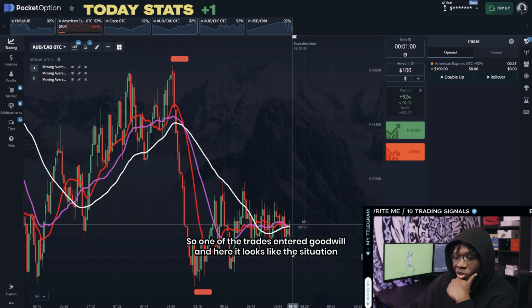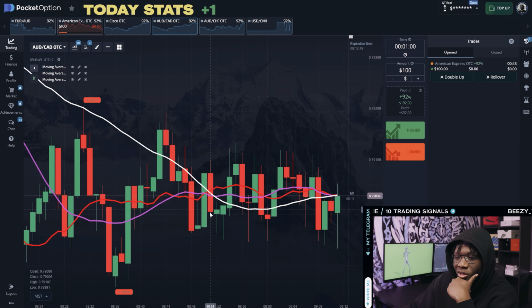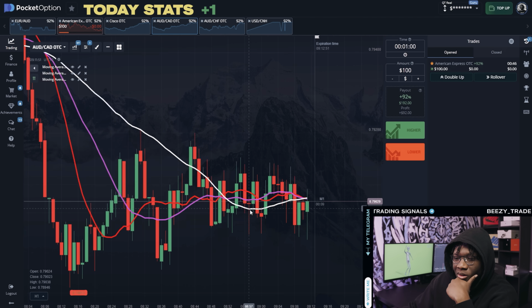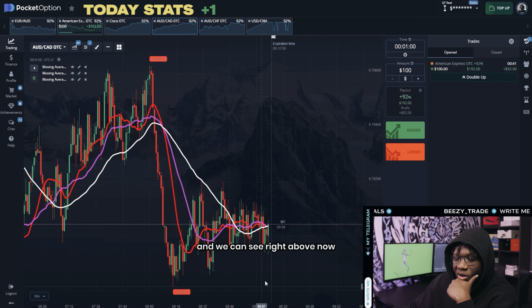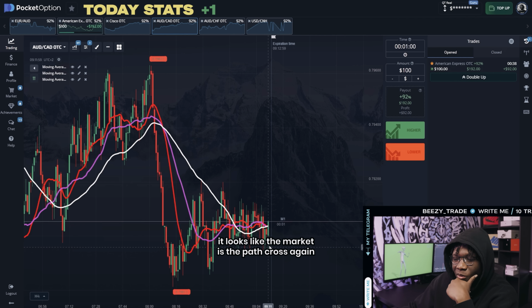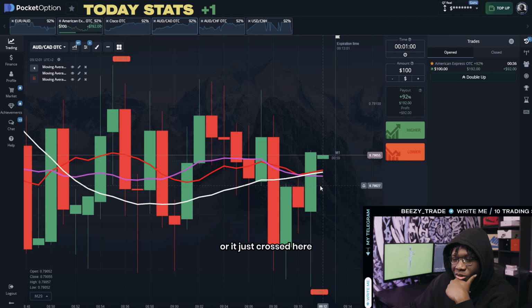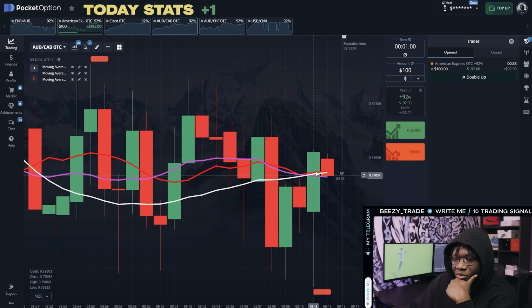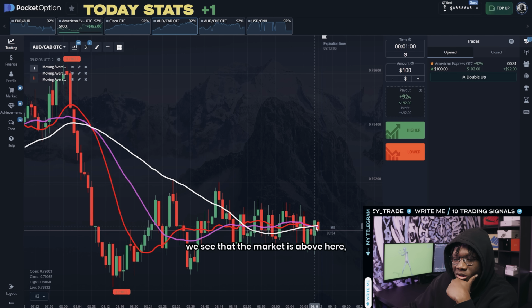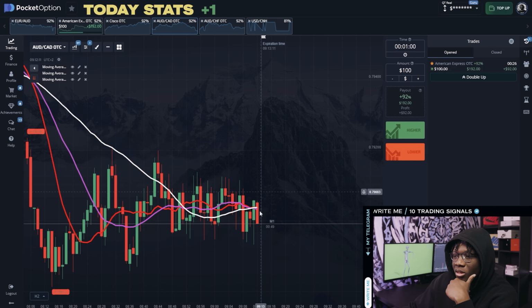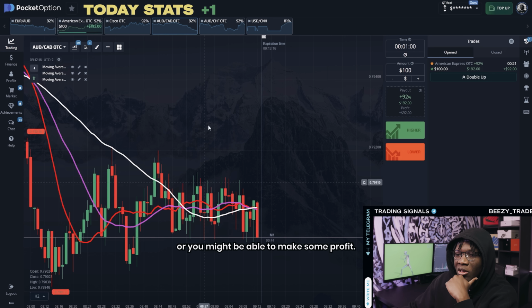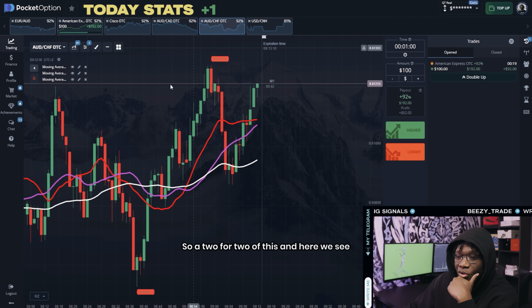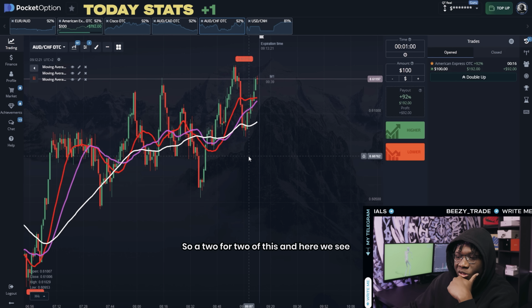And here it looks like a situation where we see the market crossing multiple times, right? And we can see it right above now. And it looks like the market is about to cross again, or it just crossed here. But we see that the market is above here. The 50 EMA, which usually it's a put option right there. You can see if we had entered a little bit early, we might be able to make some profit on that. So we're 2 for 2 on this.